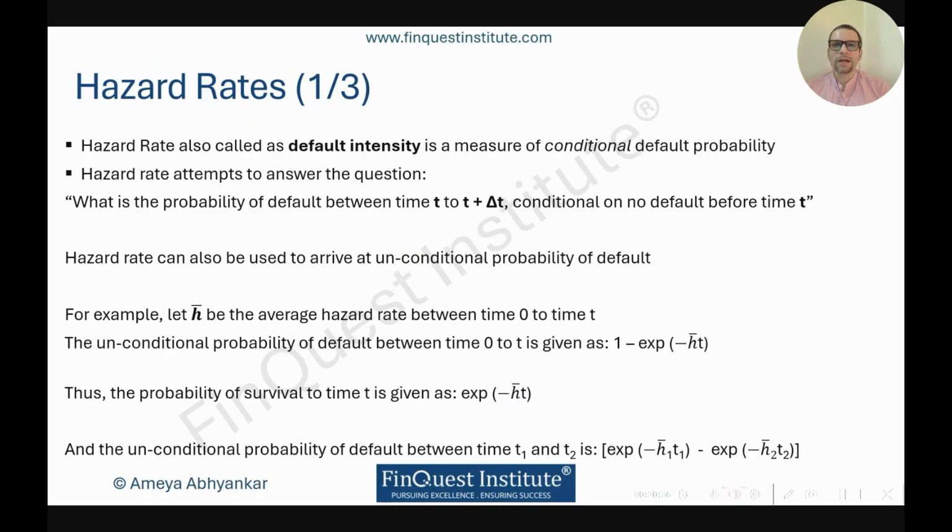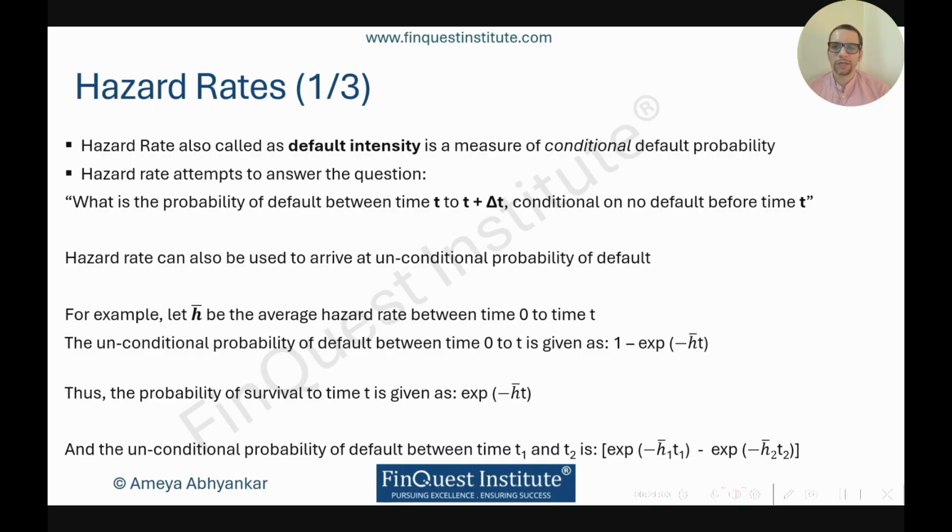Now, we had mentioned the word hazard rate on the previous slide. So let's try to do a little bit of maths in this, and we'll see how it can be used for making some useful analysis as well. Hazard rate, also called default intensity, is a measure of a conditional default probability. Typically these hazard rates are used as an input in what we call the intensity models.